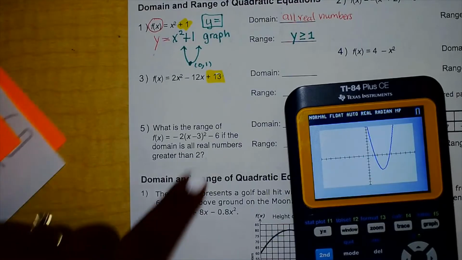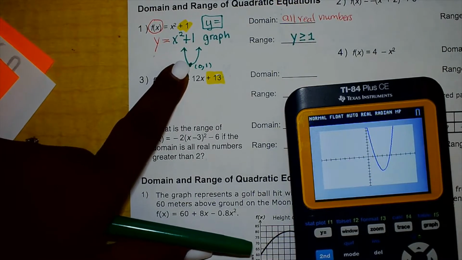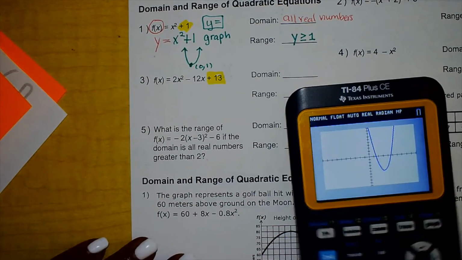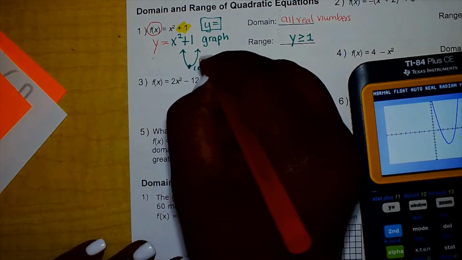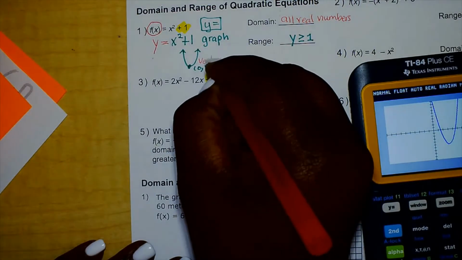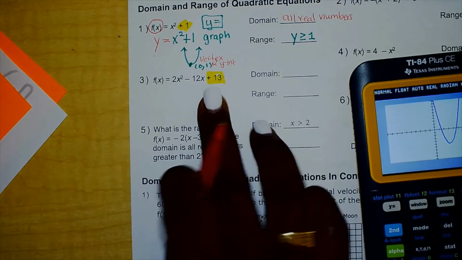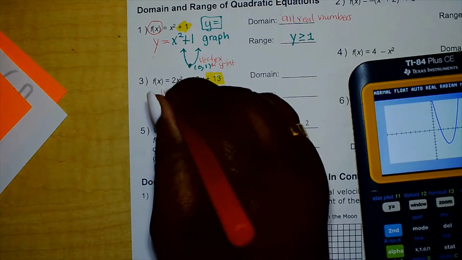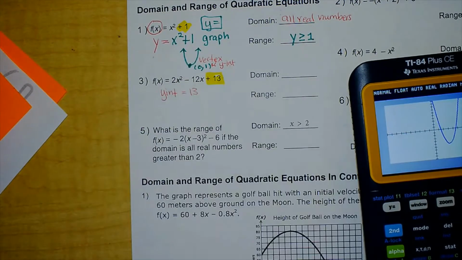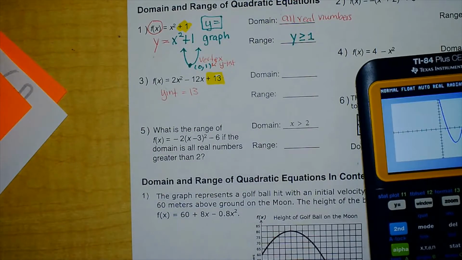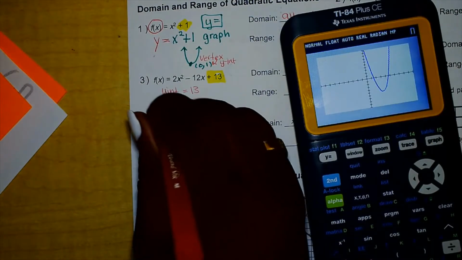Remember on the other one, this was the vertex and the y-intercept. That's why we use that, because this was also the vertex, as well as the y-intercept. In this case, the y-intercept is 13, but it is not the range. All right, we have to look at the vertex. So where's the vertex?